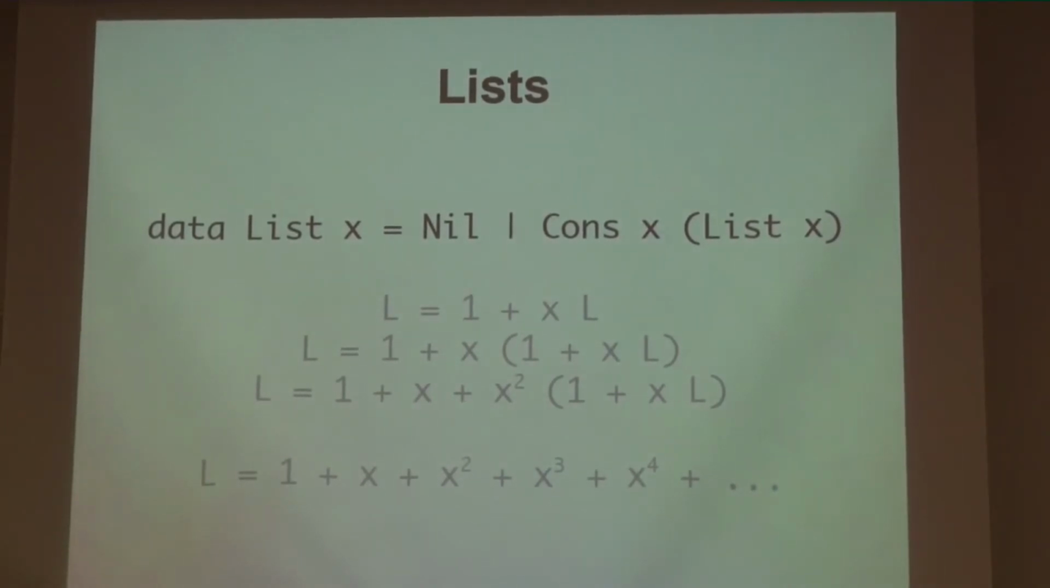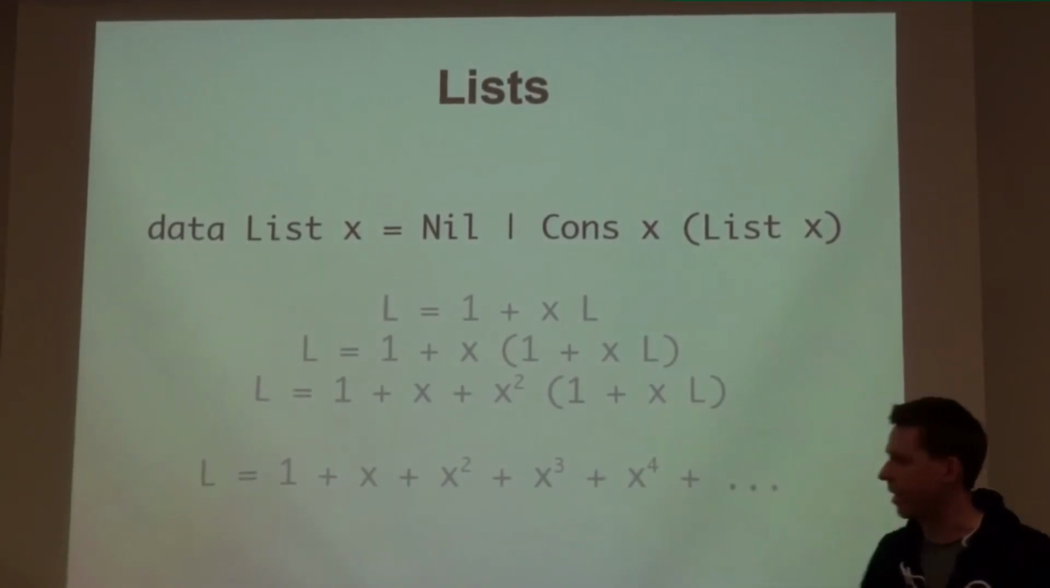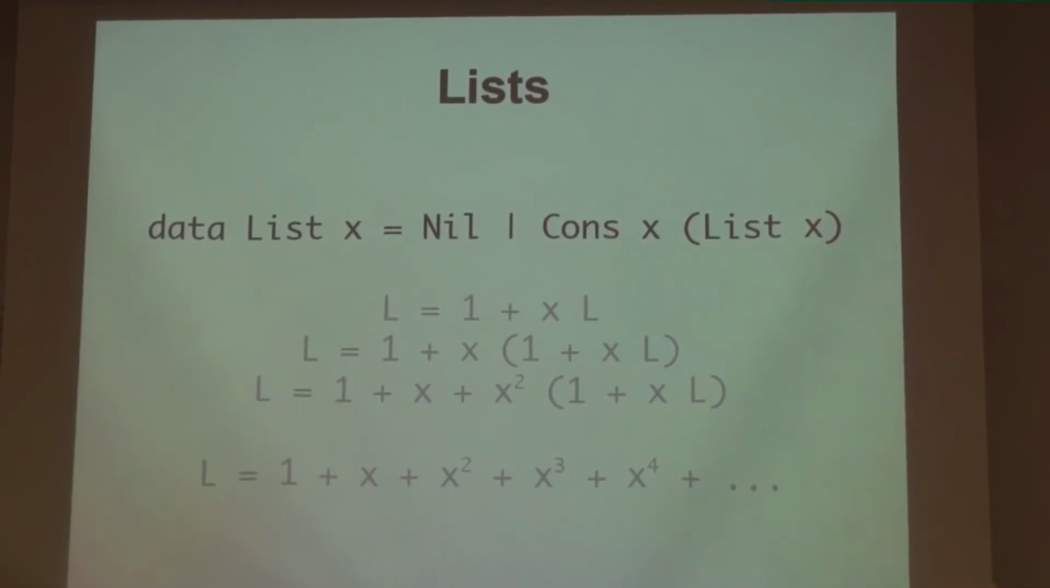So this is kind of neat. We have this big long infinite sum, and we say this algebraic expression corresponds to the type of lists. But there's a neater way we can do this if we're happy to completely abuse the algebra. So we start with our initial equation. A list is 1 plus an x and another list.